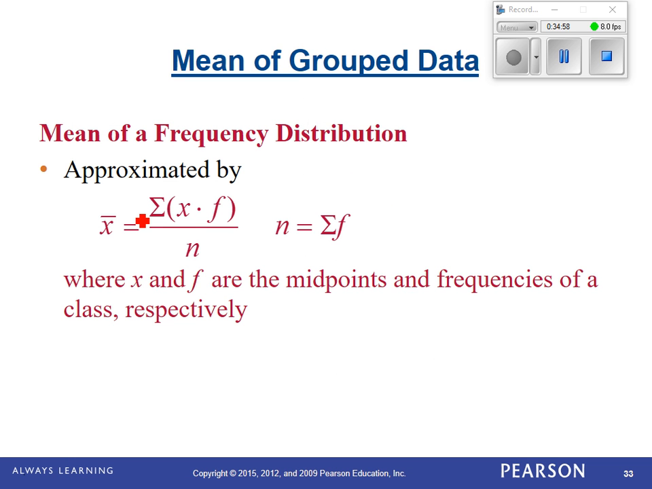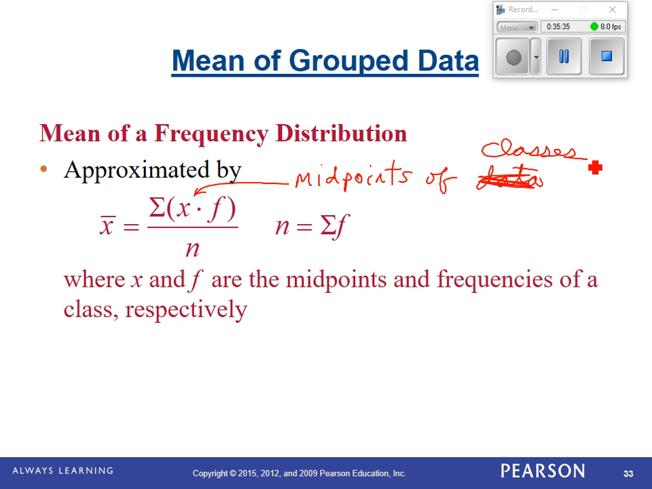Mean of a frequency distribution, this is important. When you're doing a frequency distribution, you're going to do the sum of the x's times the frequency. This x is the midpoint of your data. So, the midpoints of the classes.